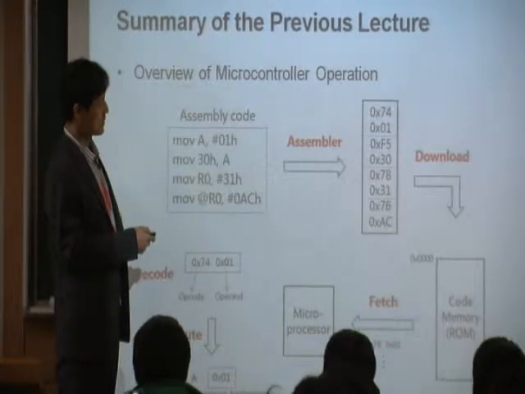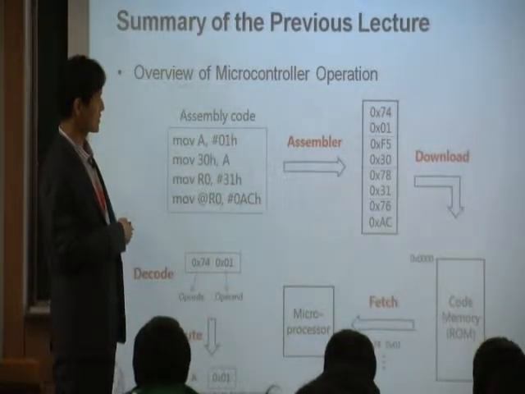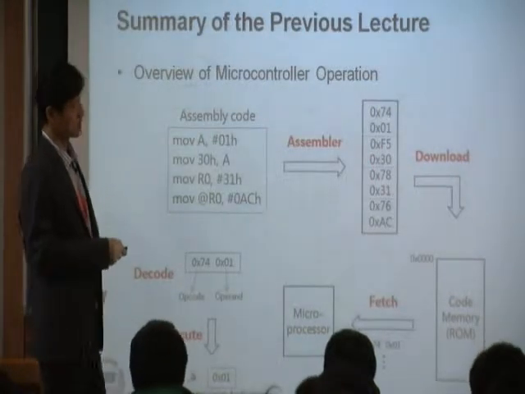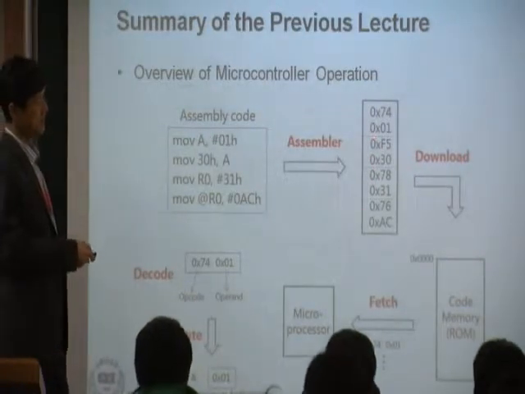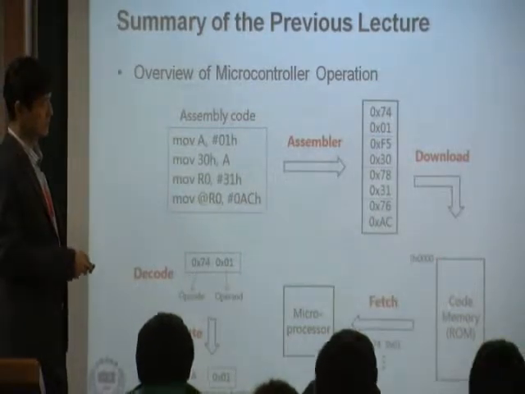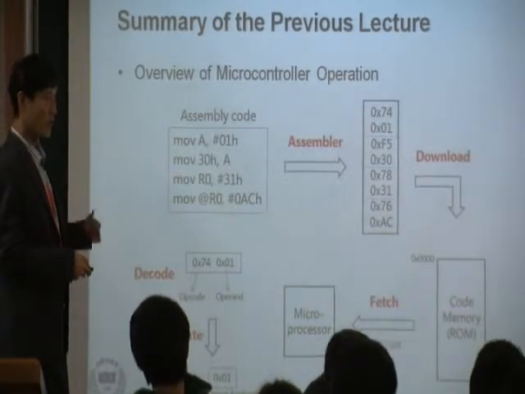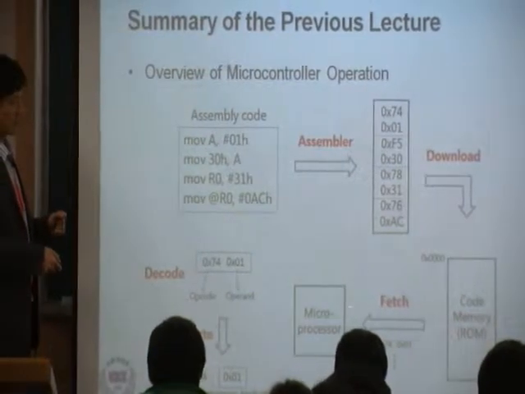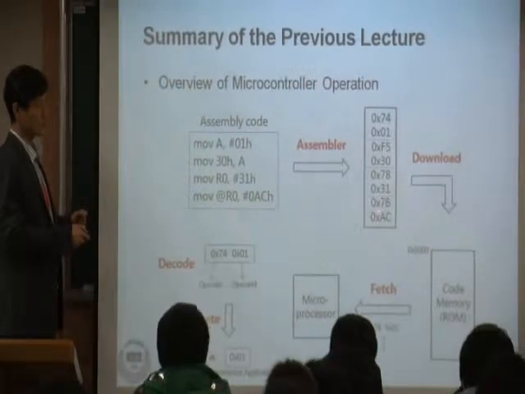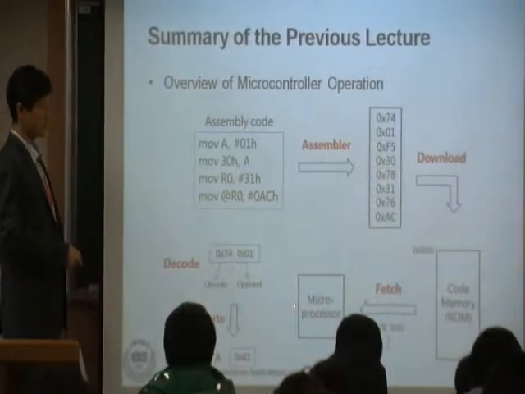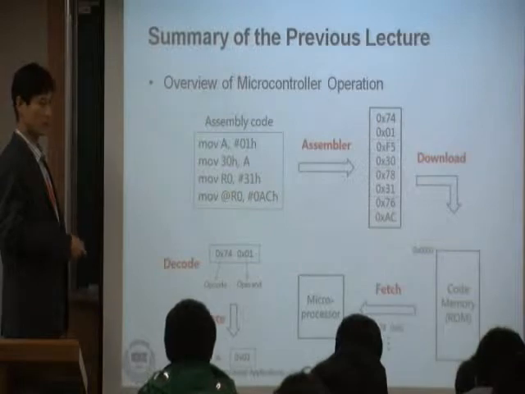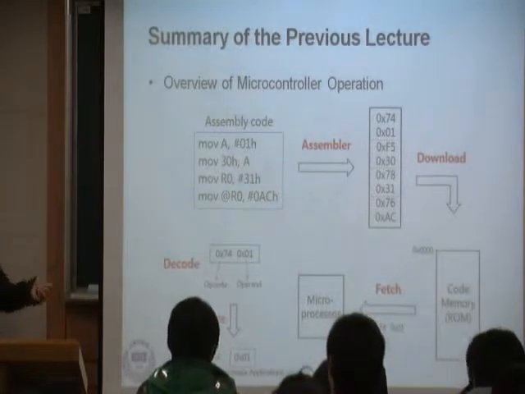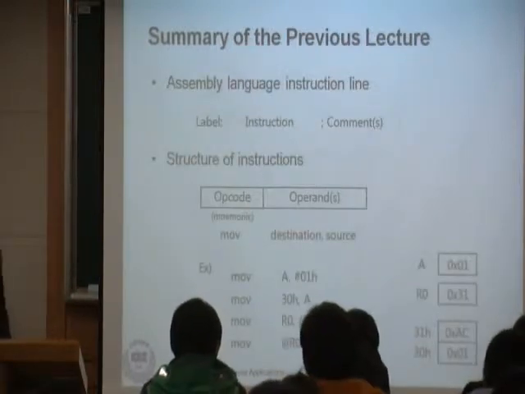So you see that this binary corresponds to the first instruction. The second instruction corresponds to these two bytes, right? And this binary file is now downloaded into the code memory. And later, when you power up, when you boot up your machine, the microprocessor will fetch instruction by instruction, line by line, and then decode, execute, and write it back. Okay? So that's the pipeline procedure happening inside the microprocessor.